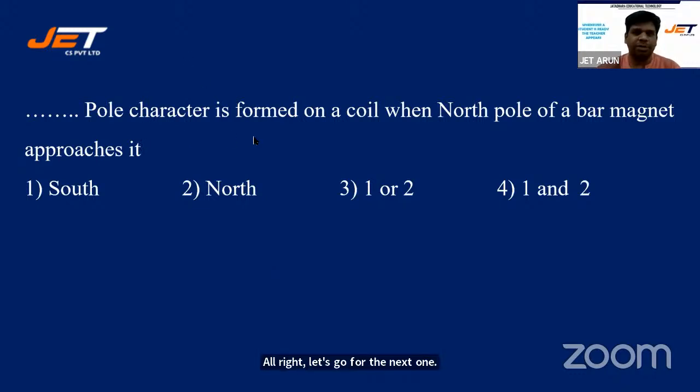Dash pole character is formed on a coil when the north pole of a bar magnet approaches it. South pole, north pole, 1 or 2, 1 and 2. I have a bar magnet and a coil. If I approach this coil, this approaching north pole is approaching, flux is increasing. You'll have north or south.